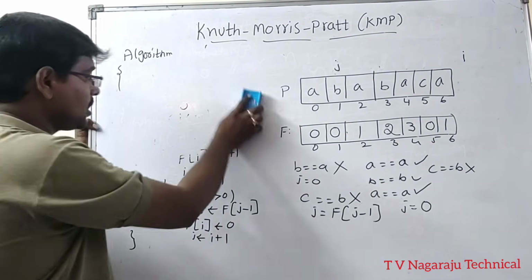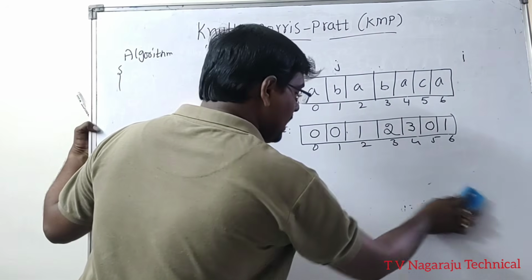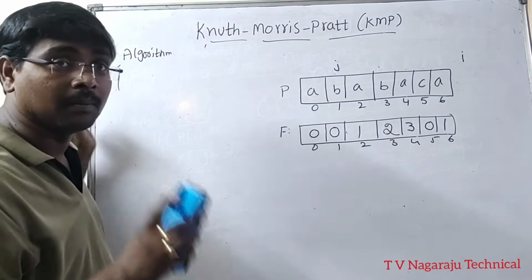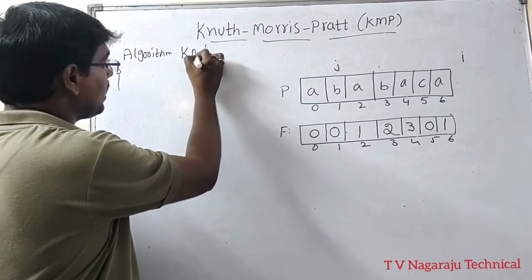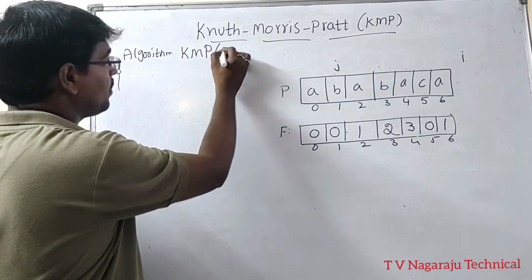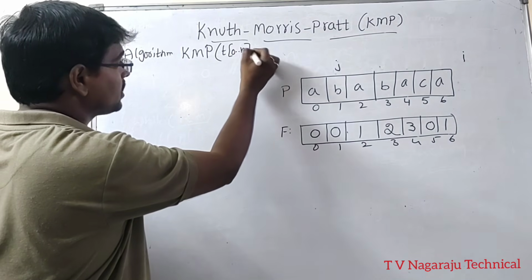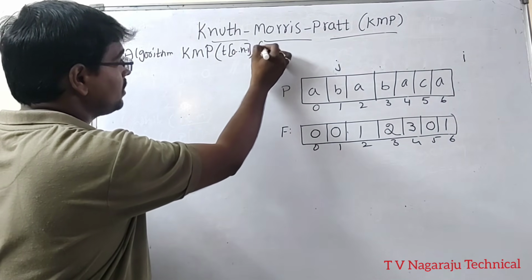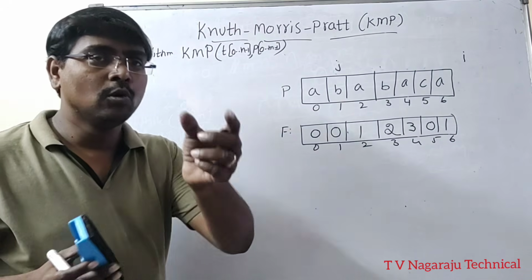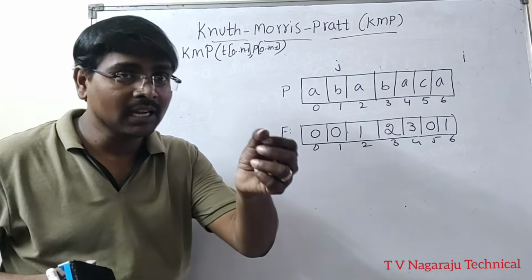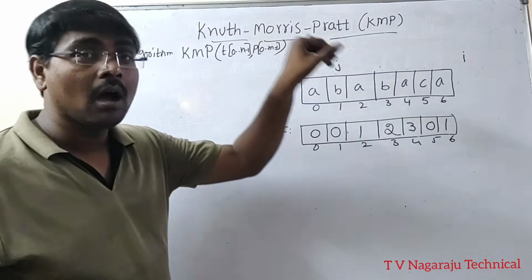What is the next step? Obviously, the next step is the KMP algorithm. Write down the KMP algorithm of, suppose, text 0 to n minus 1, comma, pattern 0 to m minus 1. So, two parameters: one is the text of length n, another one is the pattern of length m.